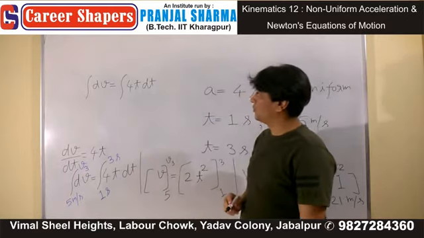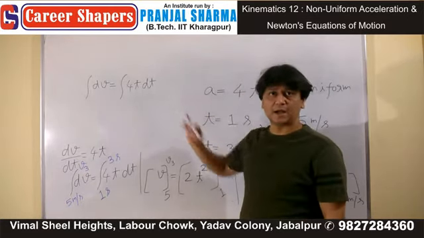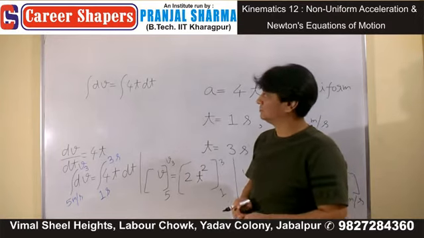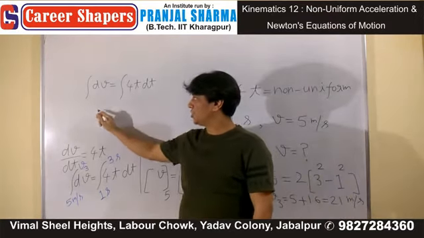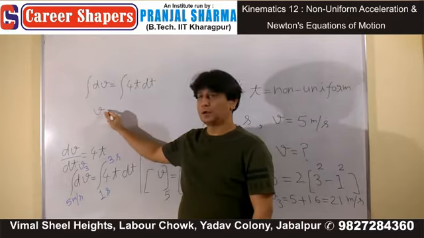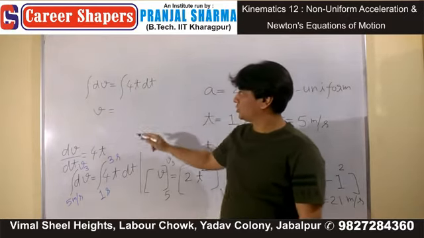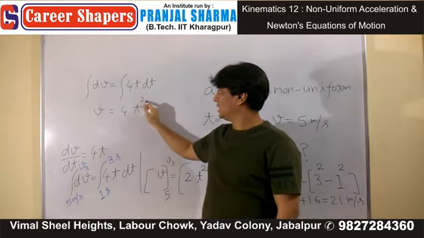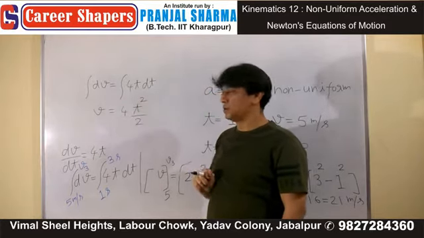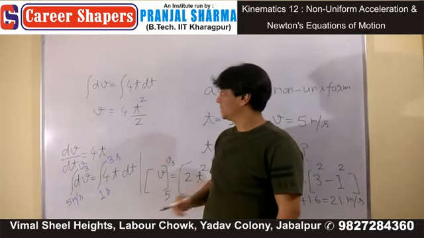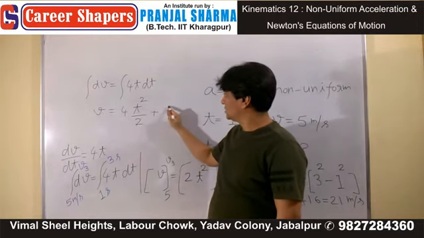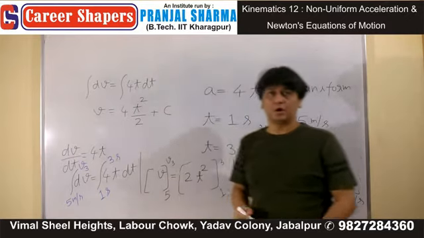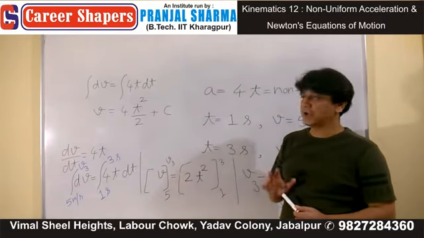dv equals 4t dt. You will write it like this. Now you don't have to show any limits. What is the integration of dv? v. What is the integration of 4t? 4t square divided by 2, which is 2t square, plus c. This c is called the constant of integration.